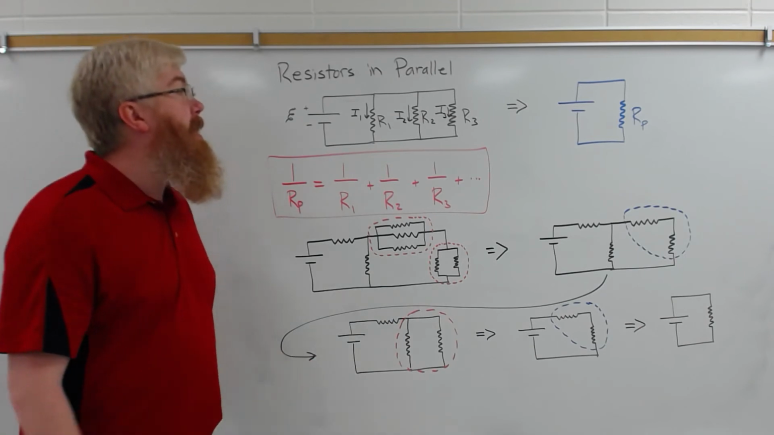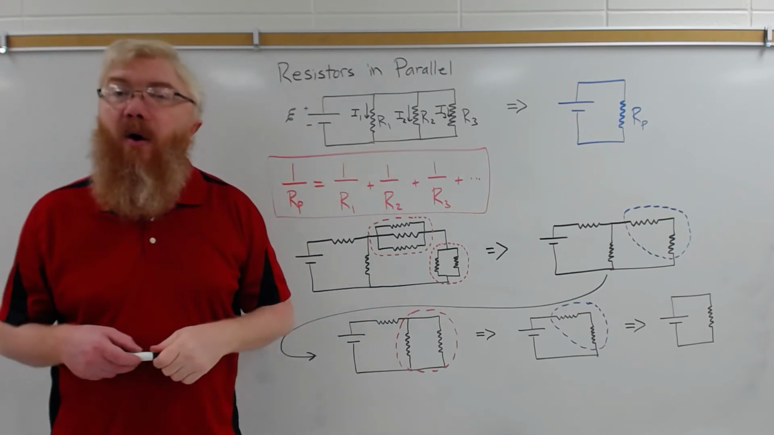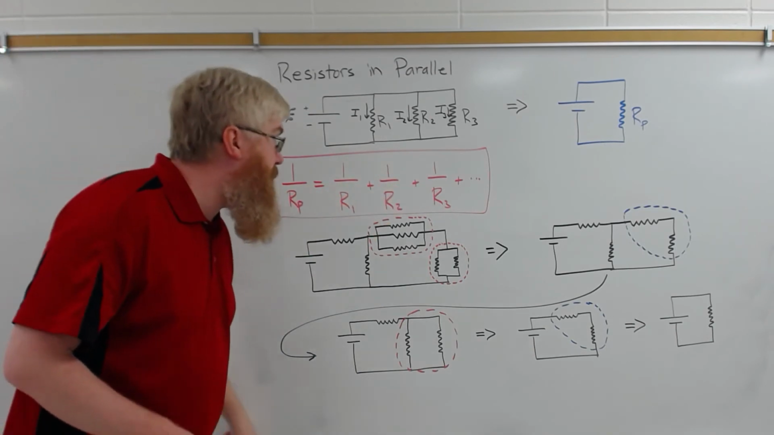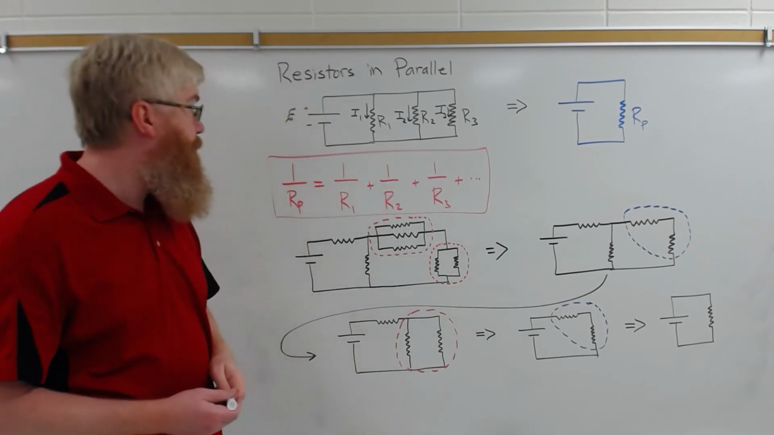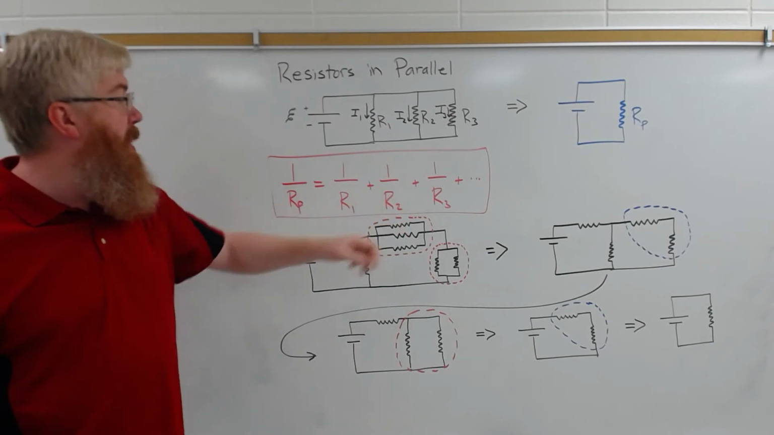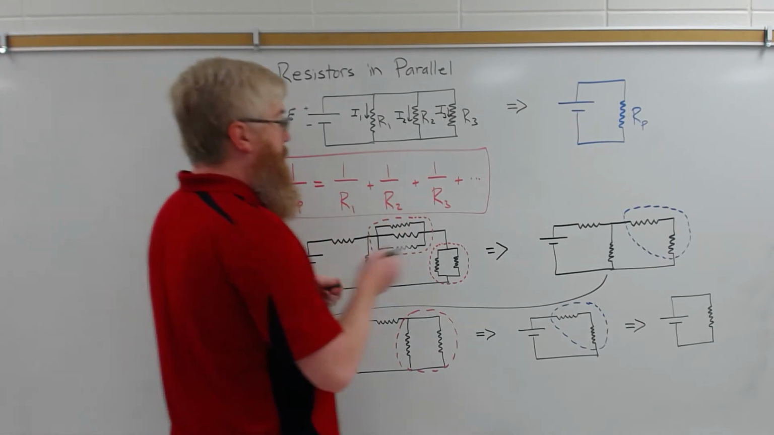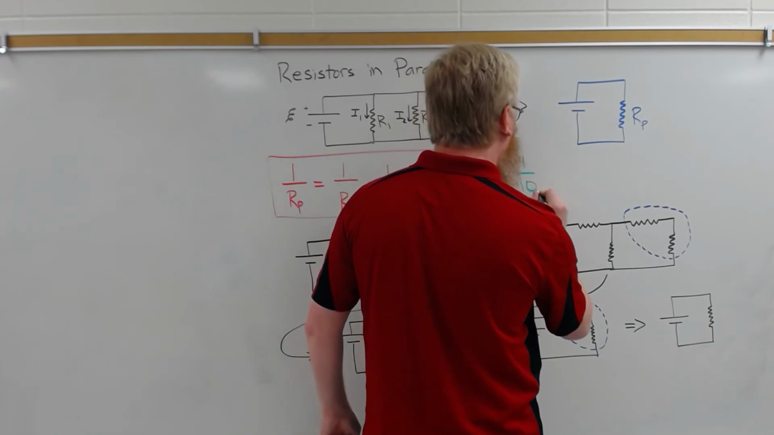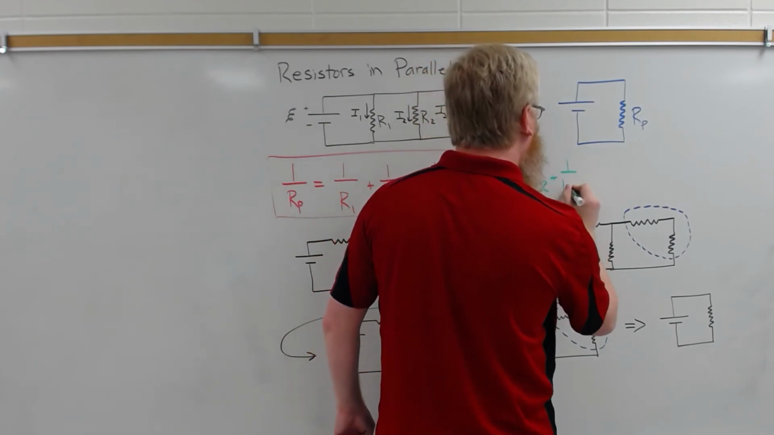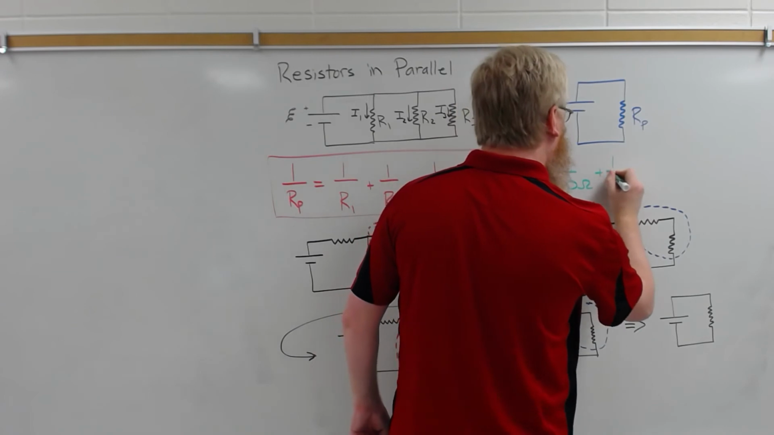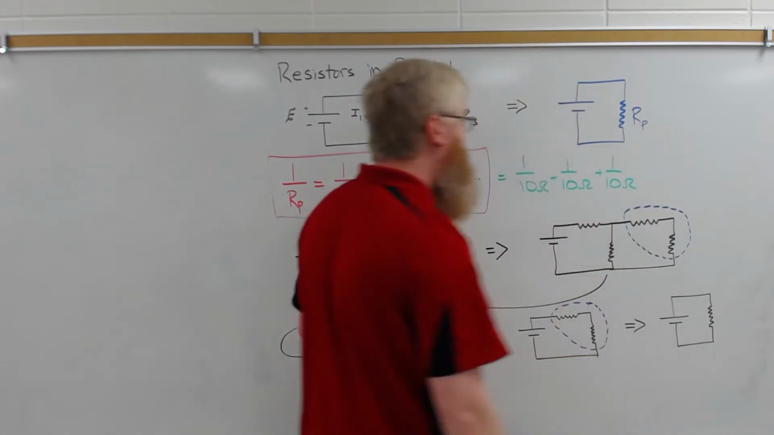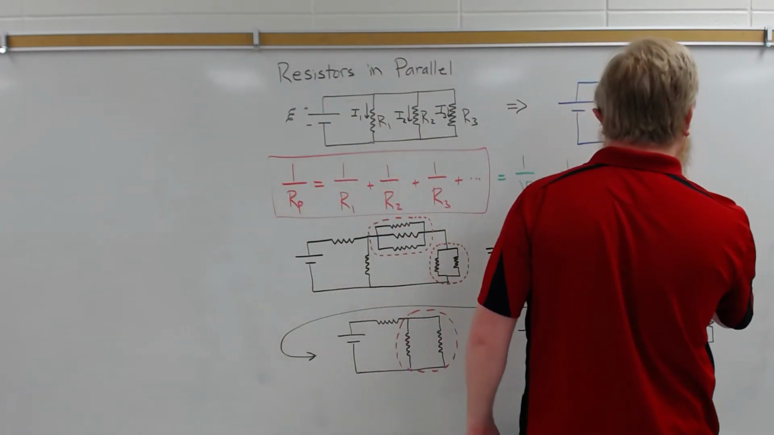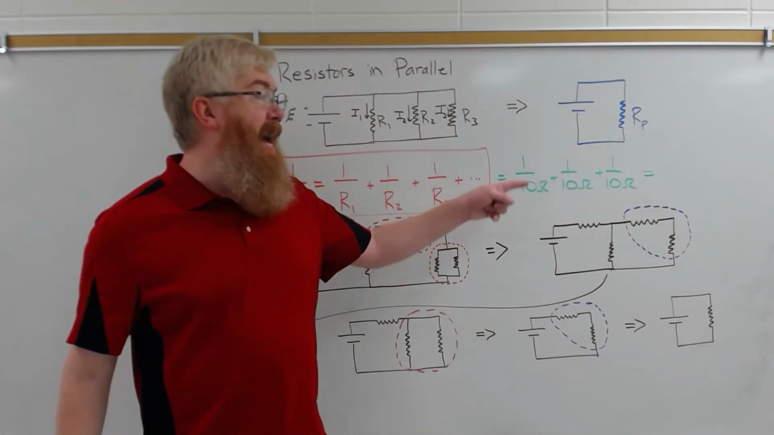So let's say each of these resistors is 10 ohms, right? So this problem would become, let's do it in green. This problem would become, it's equal to 1 over 10 ohms plus 1 over 10 ohms plus 1 over 10 ohms, which is equal to, it's not 3 over 30.